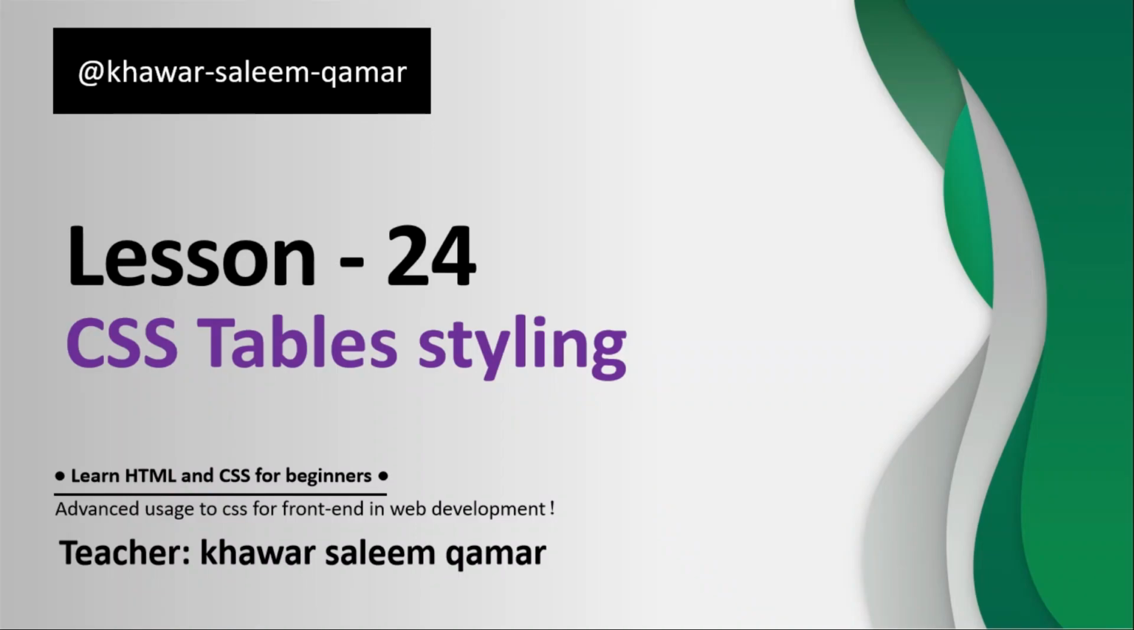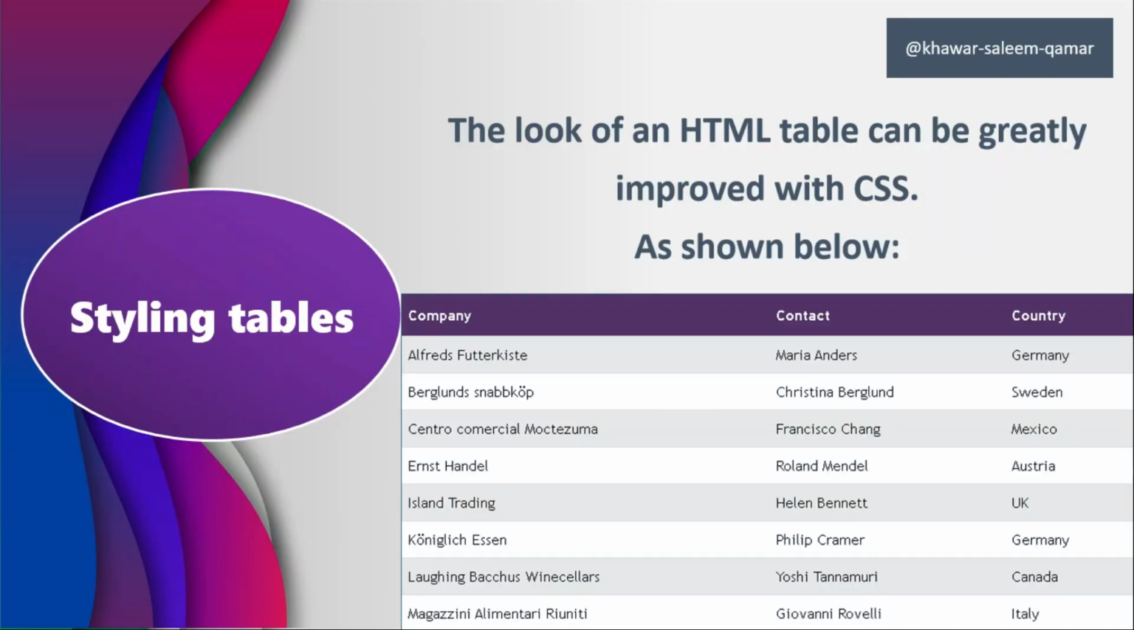This is lesson number 24 of HTML and CSS, and in this lesson we are going to learn how to style tables in CSS. Styling tables with CSS can make the look and appeal of your table really different. By default it doesn't look like much of a table, but by styling you can make it look like a table, as I have shown in this image.